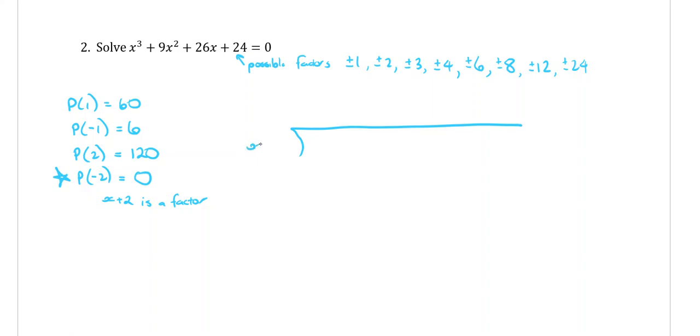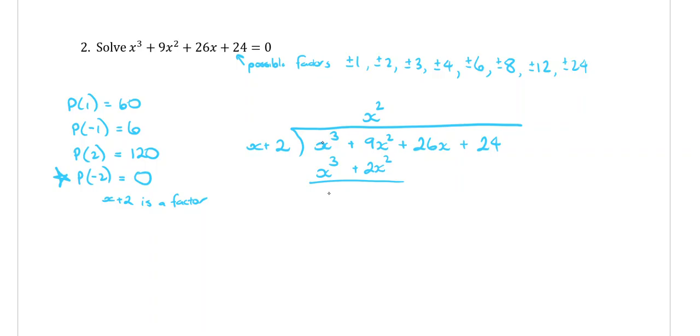So I have x plus 2 was the factor that I found, and I'm going to divide my polynomial x cubed plus 9x squared plus 26x plus 24. Okay, long division. We do x cubed divided by x is x squared. Times the x squared by each term in my divisor. X squared times x is x cubed. X squared times 2 is 2x squared. Draw a line and subtract the columns.